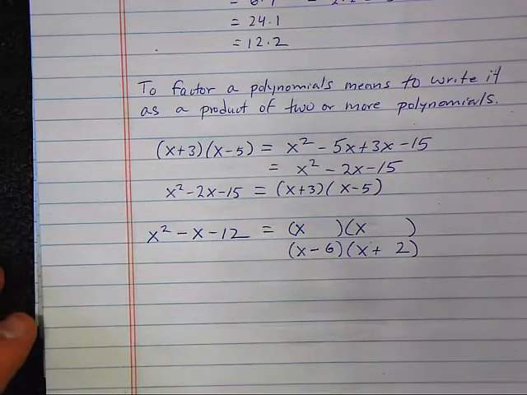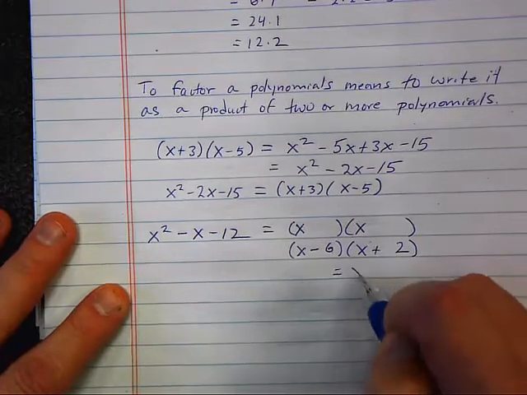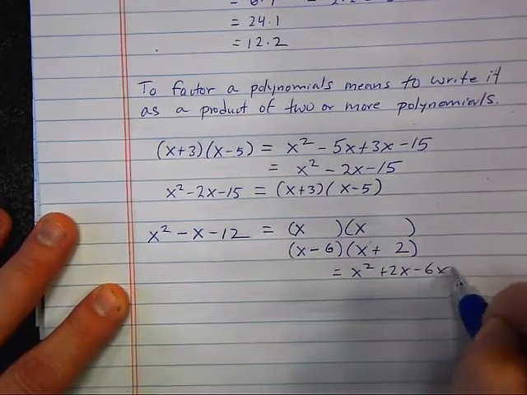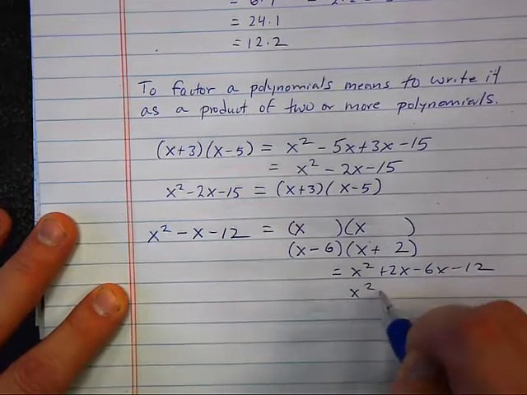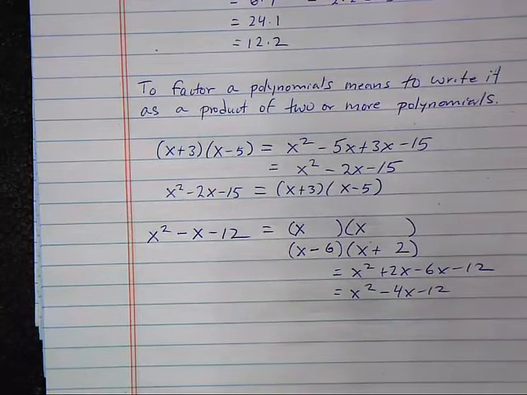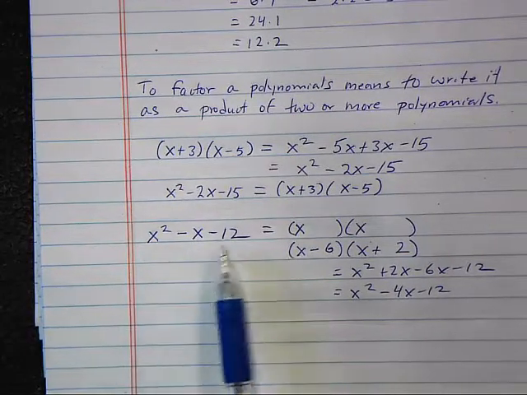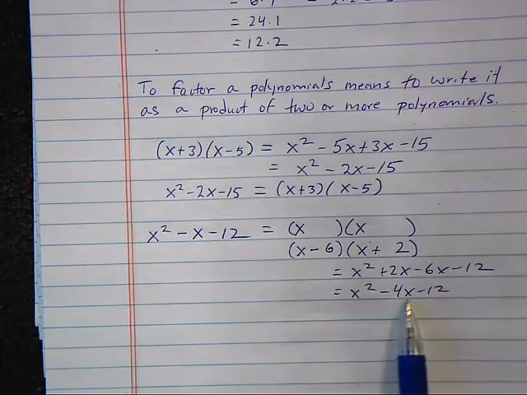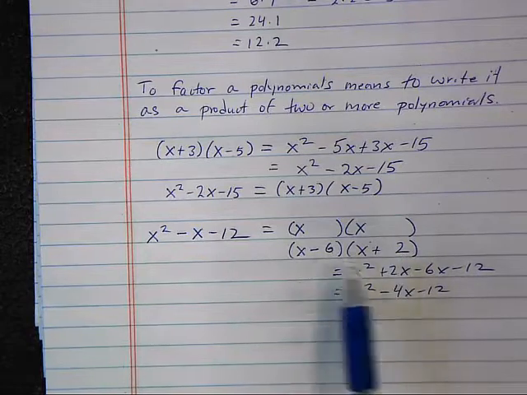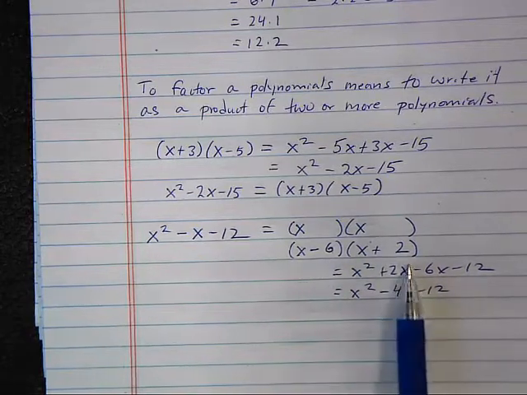Because it doesn't give you x in the middle, does it? This would give you x squared plus 2x minus 6x minus 12. You would get x squared minus 4x minus 12. So that's not quite the right answer. It's close. We got the x squared in front. We got the negative 12 on the end, but we didn't get the right number in the middle. So what that tells me is 6 and 2 is not the correct way to factor the number 12.